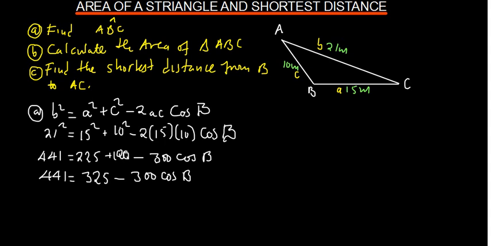Please don't add; you don't say 225 plus 100 minus 300. This 300 is attached to the cos B, so you can't add it. From here I'm going to take this 325 to this side. So it's going to be 441 minus 325, equal to negative 300 cos B. So let's subtract 441 minus 325.